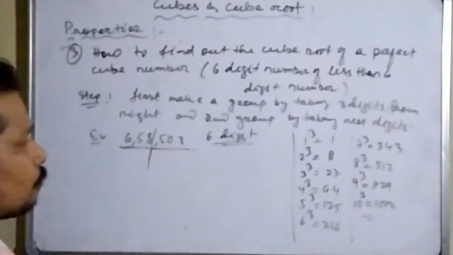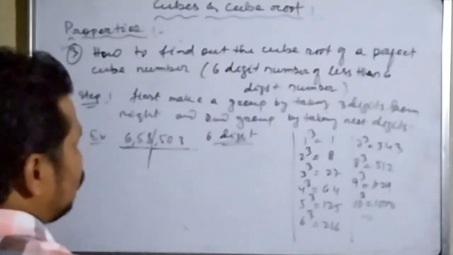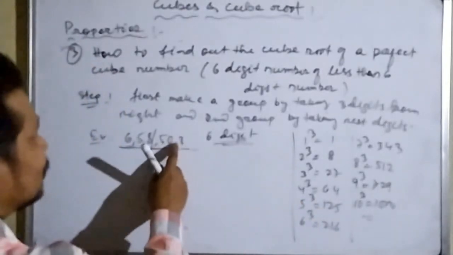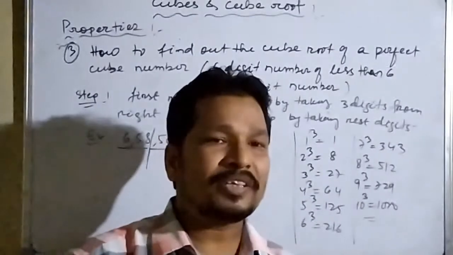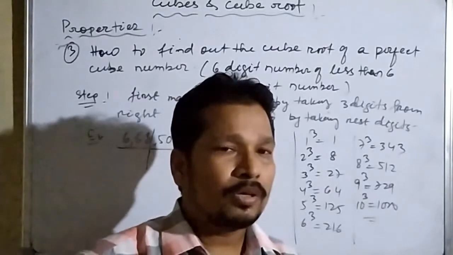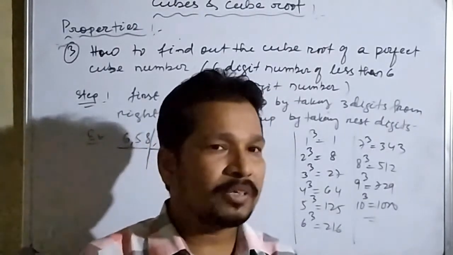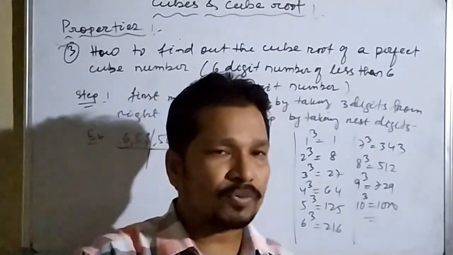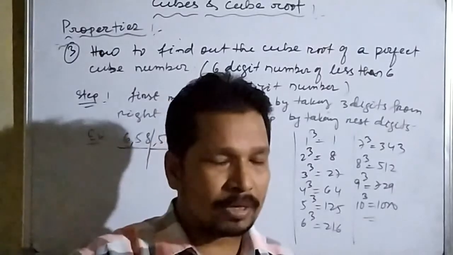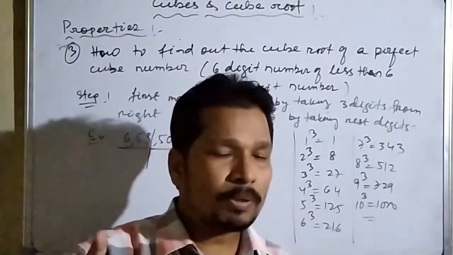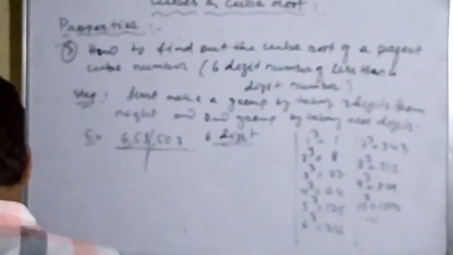Now you know what the unit place of a number is. Here you can see that the unit place is 3. Already we have discussed what the unit place of the cube of a number is. If the unit place of a number is 2, then the unit place of its cube will be how much? 8. So again we have to make a table for these things.